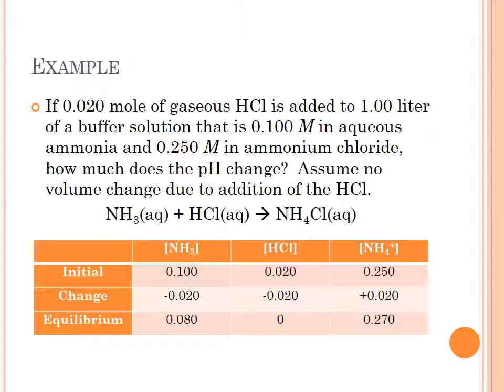So if we look at that, we've got 0.1 molar ammonia, 0.020 molar HCl, and 0.250 molar ammonium ion. The HCl is going to react with the ammonia, and so we're going to lose 0.020 moles of each of those, but gain that much ammonium ion, so we're going to end up with 0.080 molar ammonia. We'll have consumed all the HCl, and we've got 0.270 molar ammonium ion.